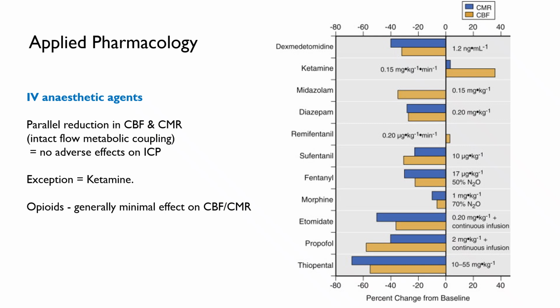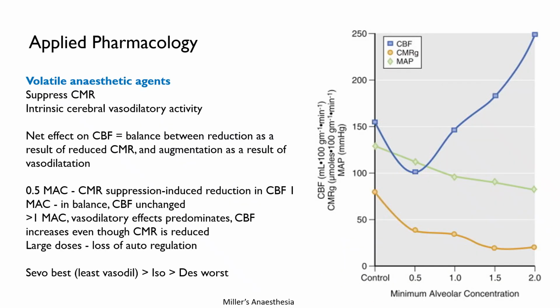Opioids generally have minimal effect on cerebral blood flow and cerebral metabolic rate. This is in contrast to volatile agents. So all modern volatile anaesthetic agents will suppress metabolic rate. However, volatiles possess intrinsic cerebral vasodilatory activity as a result of the direct effects on vascular smooth muscle. So the net effect of volatiles on blood flow is a balance between reduction in flow as a result of reduced CMR and augmentation of flow as a result of vasodilatation because of vascular smooth muscle effects.